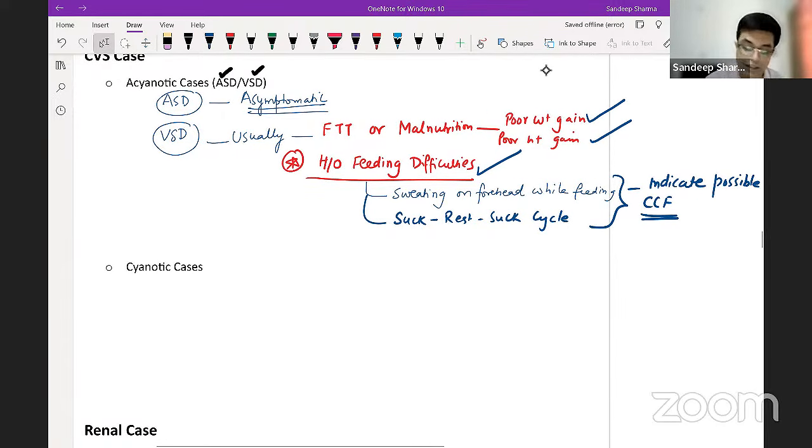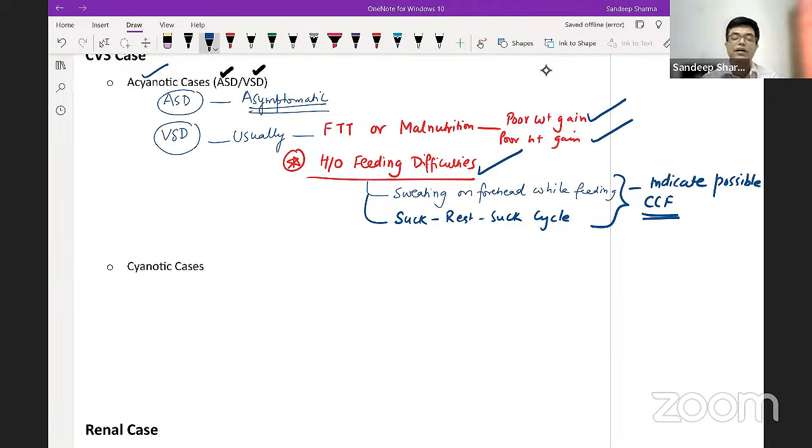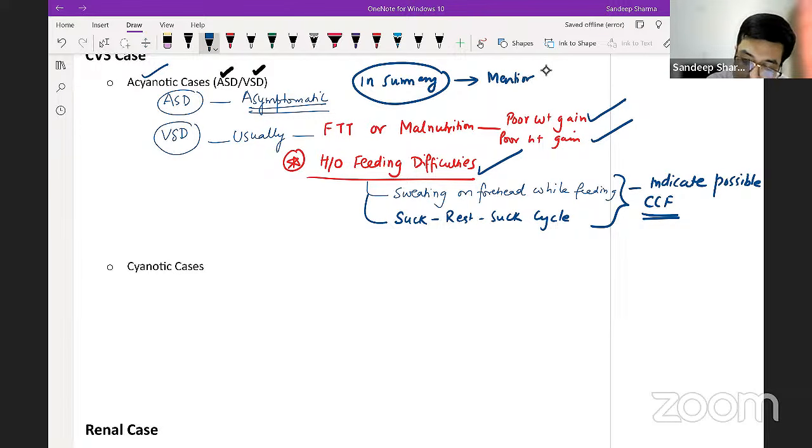You will not say VSD. You will simply say likely acyanotic heart disease in the patient. Likely CCF features are there. So in the summary, please do not mention the word ASD or VSD. Simply mention it is an acyanotic disease.